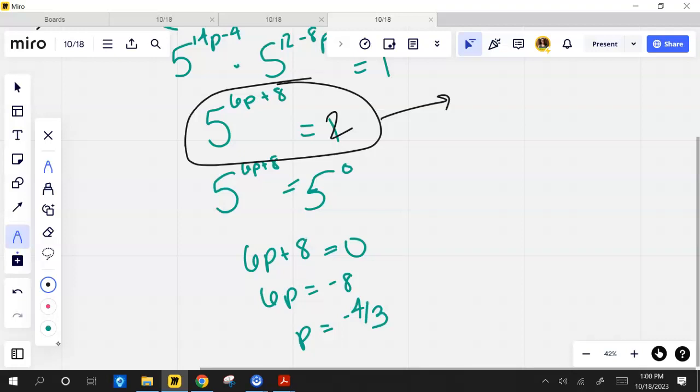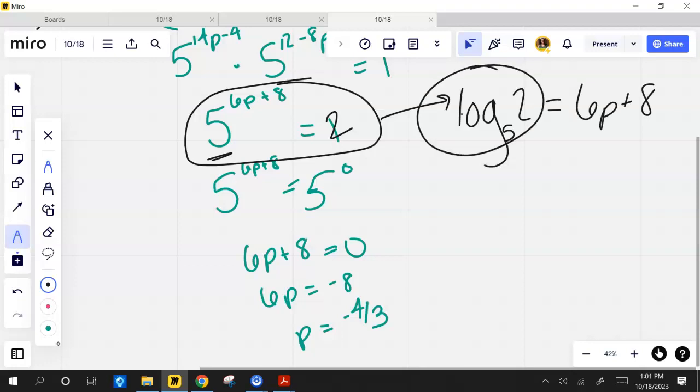Okay? Remember how we do that. We do log. The base is the number that has the exponent hooked to it. So it's a base of 5 of 2 equals 6p plus 8. It always equals the exponent. This, I put on my calculator and get, remember I got to do that change of base. So I'd have to do log 2 over log 5. I'd get some decimal value and then I'd solve it for p. Y'all remember doing that now?